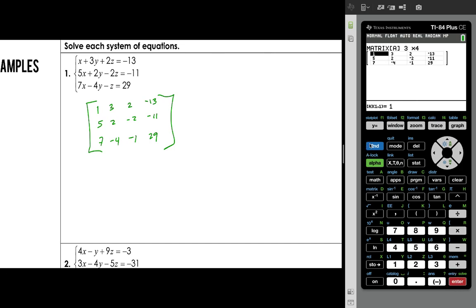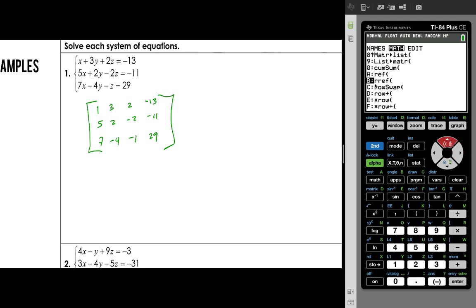Now I'm going to go to my main screen, so I'm going to go second quit. Right? And now I want to do a row reduction, right? So I'm technically trying to find almost an identity function, right? But I'm not going to do it algebraically. I'm just going to go directly to my calculator. So I'm going to go second matrix, math, and then I'm going to go either up and down until letter B, RREF. So again, that's row reduction. Make sure that you don't select the first letter A. We're using RREF. So we're going to press enter there.